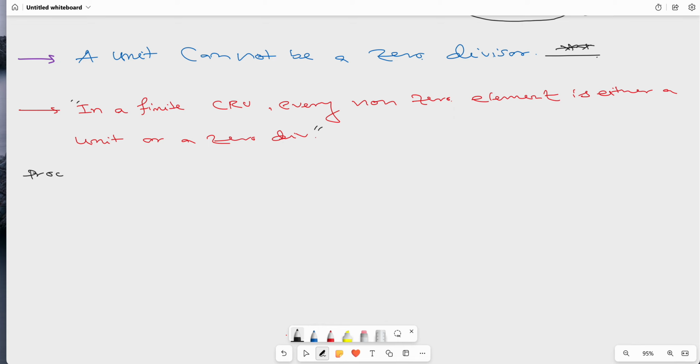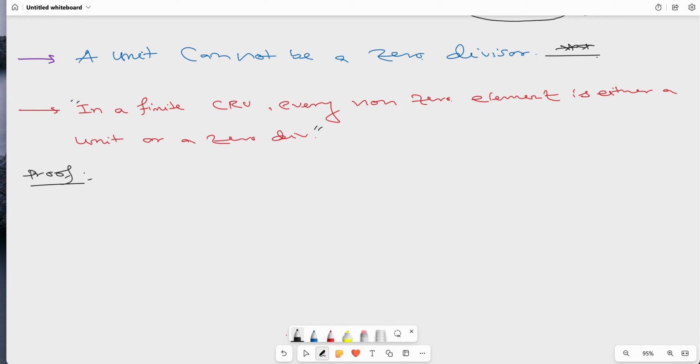How do you show? Proof. Every statement I will give the proof. I will not give any statement without proof. There is a logic behind every statement, right? If you study only the statements without logic, you will not be able to see it. So in a finite commutative ring with unity, every non-zero element is either a unit or a zero divisor. How do you show? This proof is also very easy.